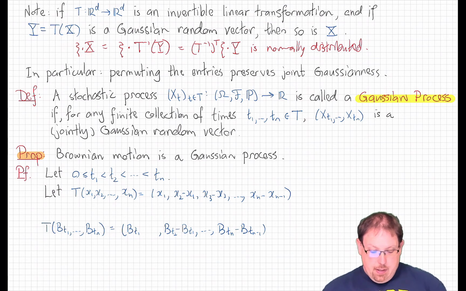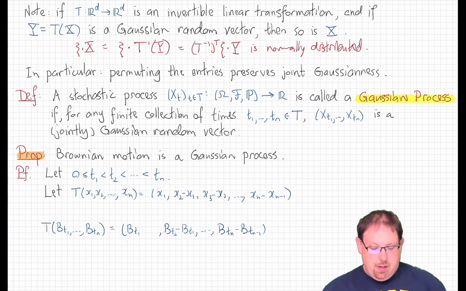so it follows that x is a jointly Gaussian random vector. In particular, if we take our T to be a permutation matrix, that is, we just permute the entries, that of course preserves Gaussianness. So if we want to check that a vector is Gaussian, we can always reorder the entries however we want and check if that reordered vector is Gaussian.